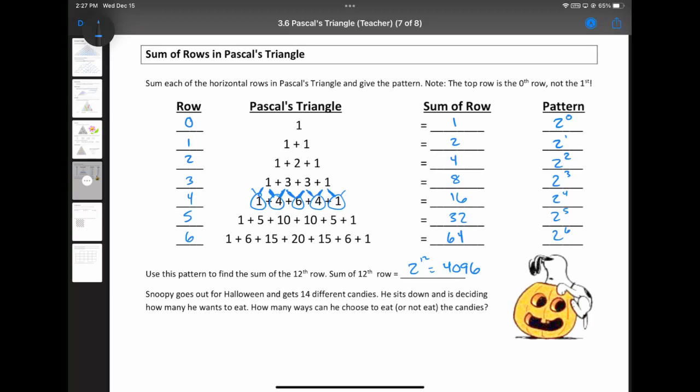So with each of the 14 candies, Snoopy has a choice. He can eat it or not eat it. That gives him 2 options. 2 options for each of the 14 candies should be 2 to the 14 options. And 2 to the 14 is, I don't know, 16,000 something. So that one I actually don't know off the top of my head, despite the fact that it's not that much bigger than the last one. 16,384.